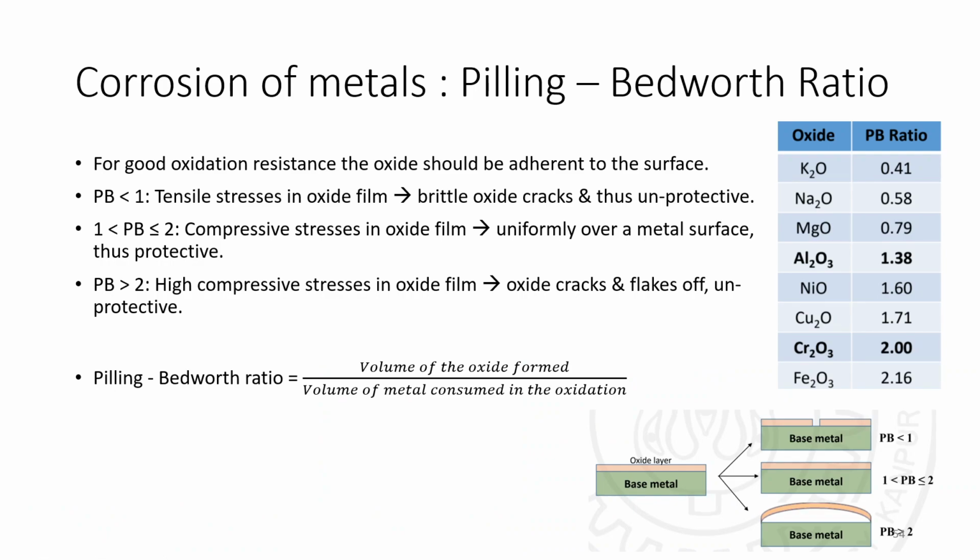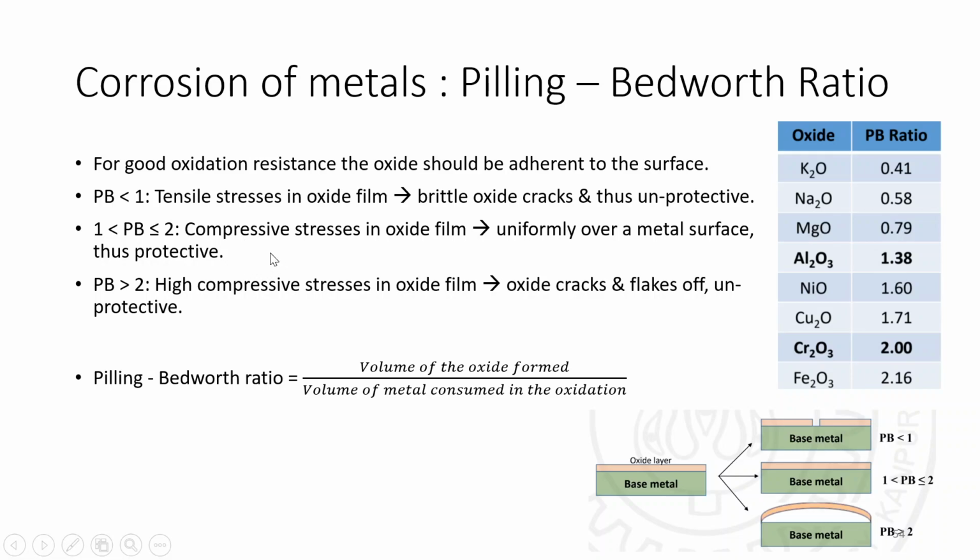Corrosion of metals. So for good oxidation resistance, the oxide should be adherent to the surface, and this is the Pilling-Bedworth ratio, which is the volume of the oxide formed divided by the volume of metal consumed in the oxidation. Now if this ratio is less than 1, then there will be tensile stresses in the oxide film, so as it is shown, the brittle oxide will crack and will become unprotective.